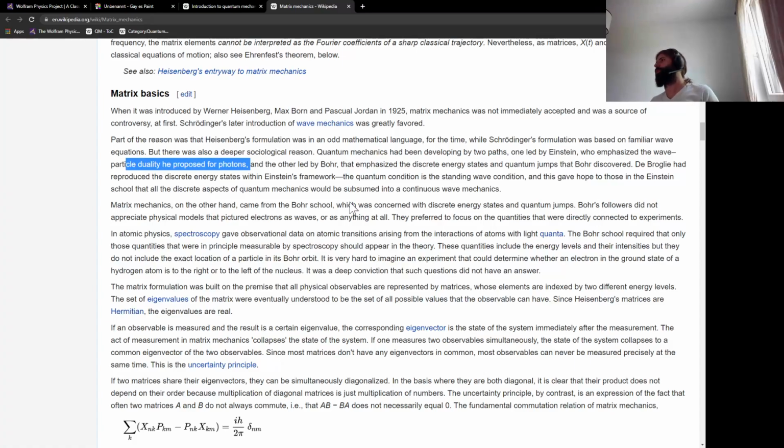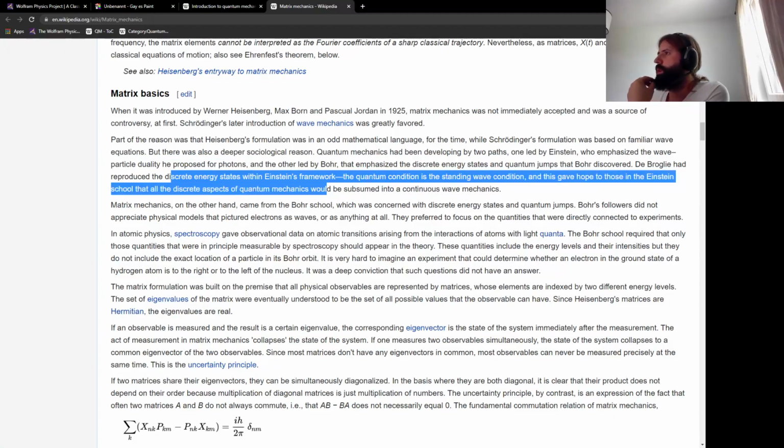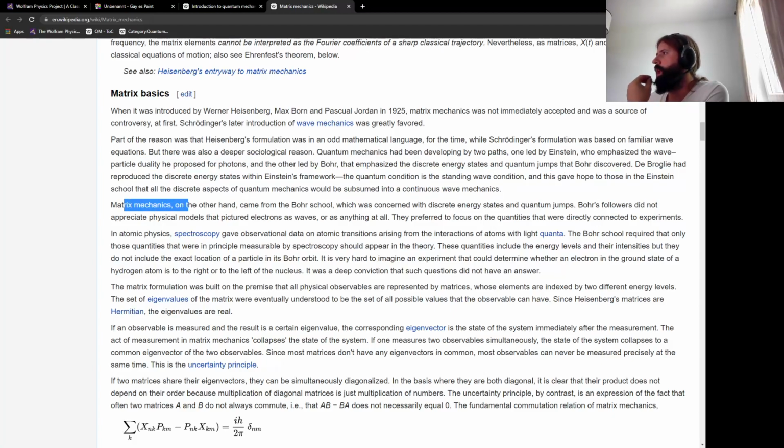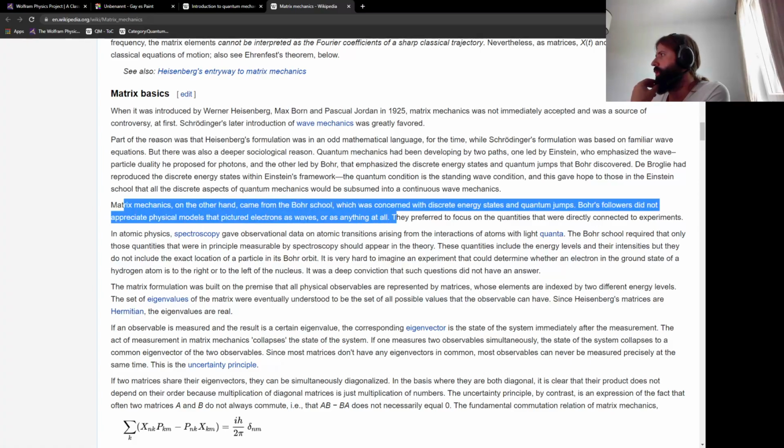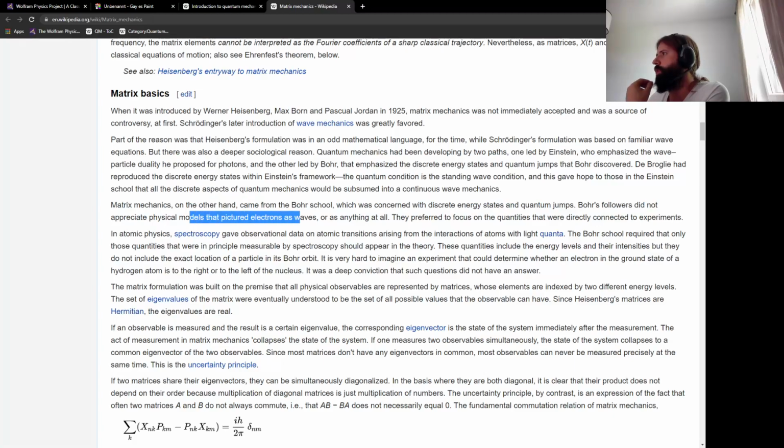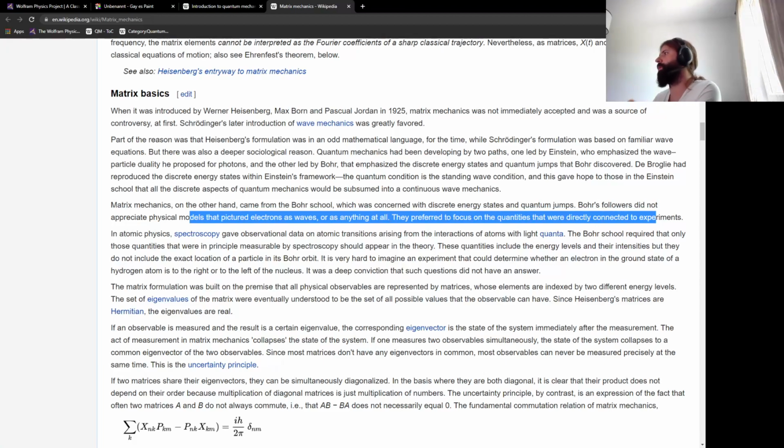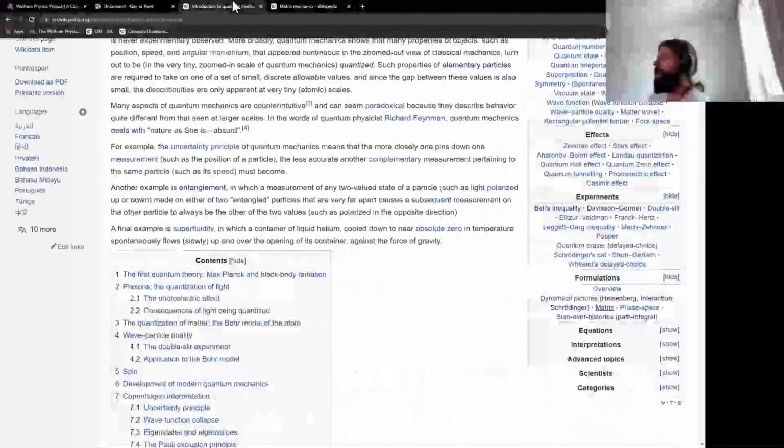By Bohr, discrete energy states. Matrix mechanics, on the other hand, came from the Bohr school, which was concerned with discrete energy states and quantum jumps. Bohr's followers did not appreciate physical models that pictured electrons as waves or as anything at all. They preferred to focus on the quantities that were directly connected to experiments. In atomic physics, spectroscopy gave observational data on atomic transitions. Okay, yeah, but again, I think that's the same thing.